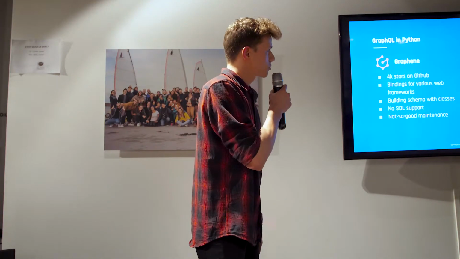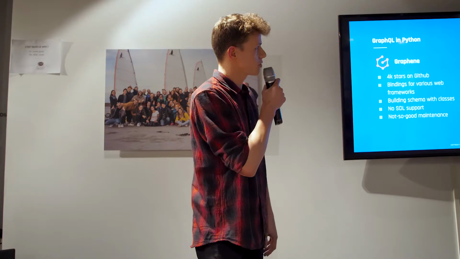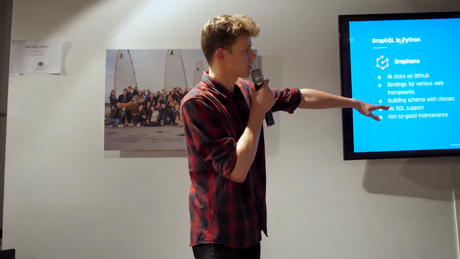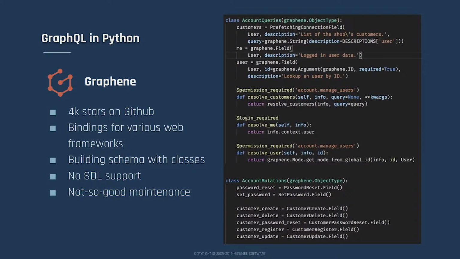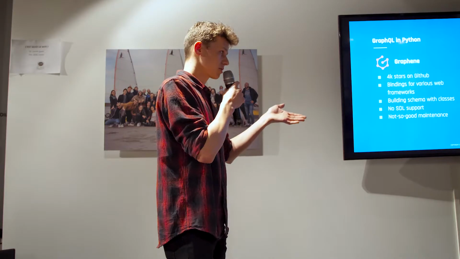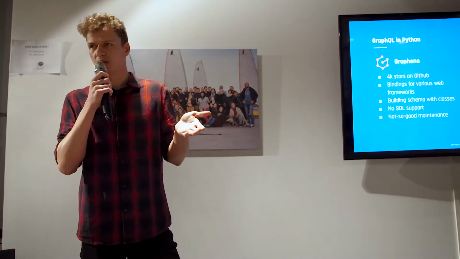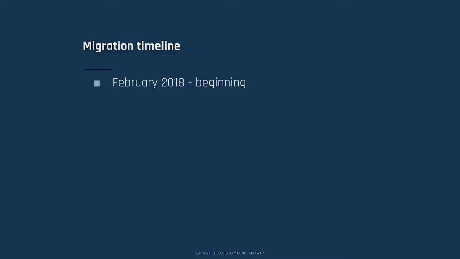And in Graphene, you define your API like in this example. You use Python classes, and later, based on that, you generate your SDL schema. So you cannot write your schema in SDL, like for example in Apollo Server. It's the other way around.